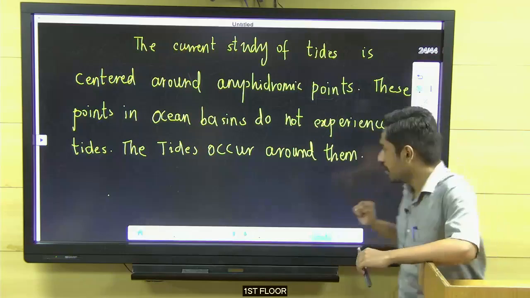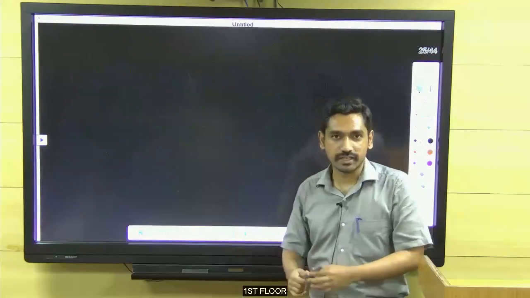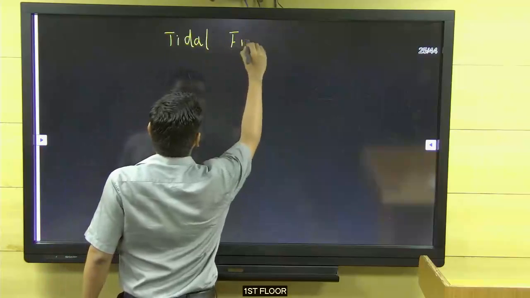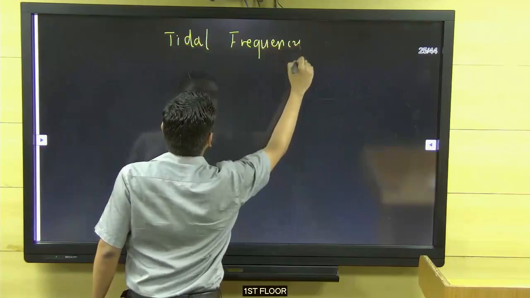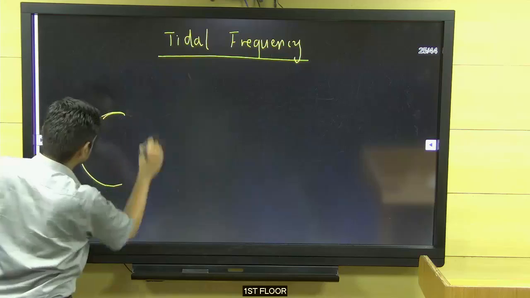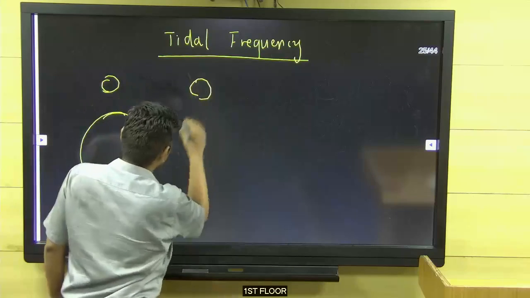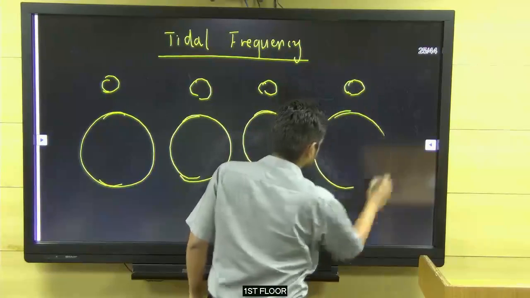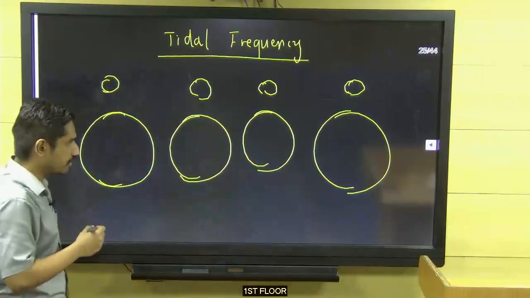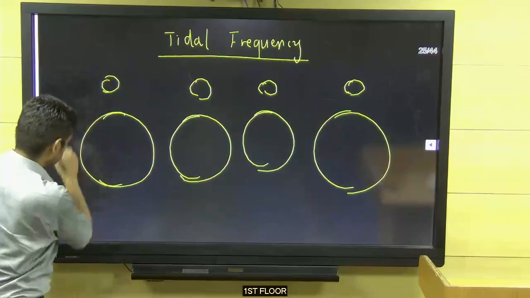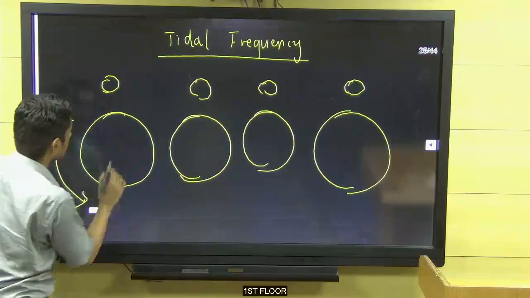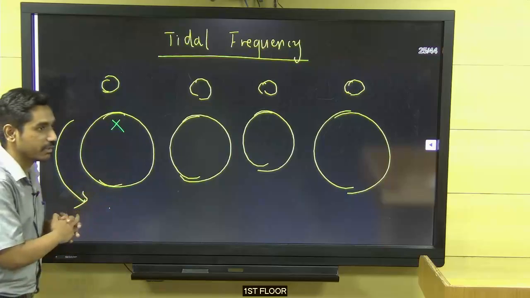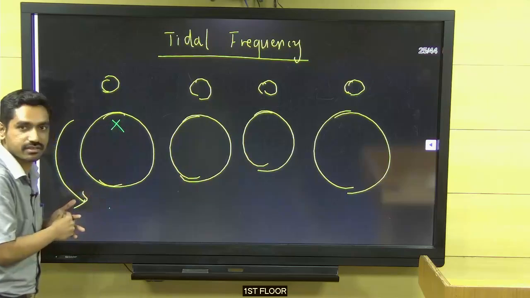Yes. Now let's talk about frequency of tides. Tidal frequency. You asked me what is this? It's the Earth and Moon. Okay. We will understand in a second. Just hold on. I'll tell you what the diagram is. You may be thinking, what is this guy simply drawing circles?